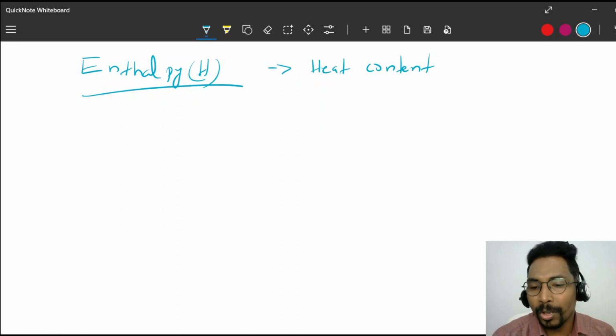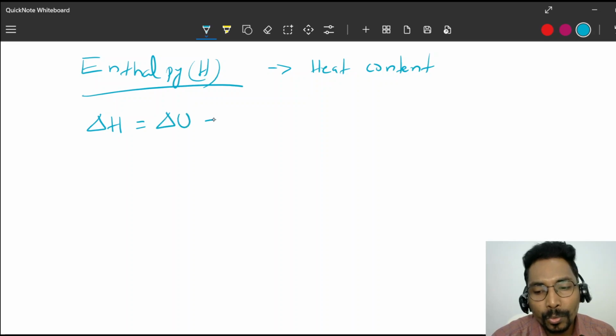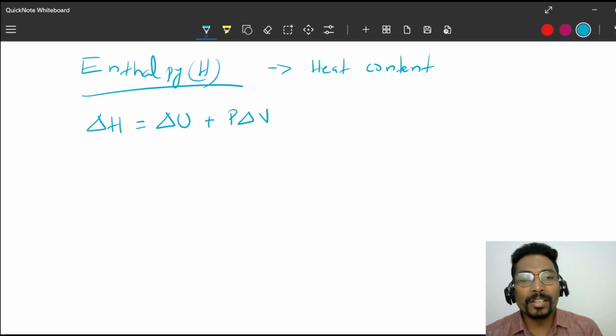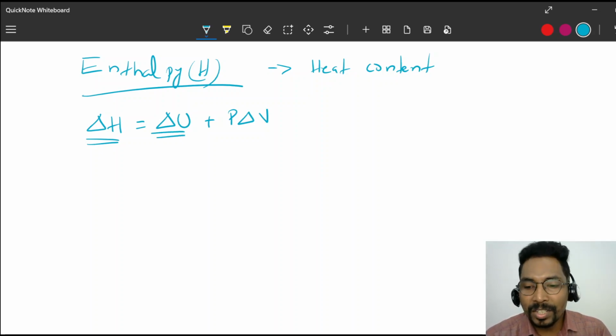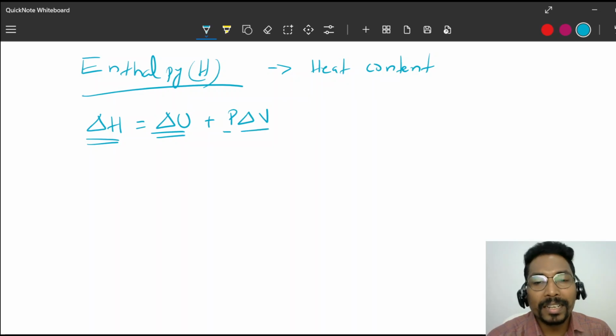So the expression, I am going to write the expression here. So delta H is equal to delta U plus P delta V, okay, at constant pressure. So delta H is enthalpy change, delta U internal energy change, P pressure, delta V change in volume. Okay, so this is at constant pressure. Clear? So this expression is very important.